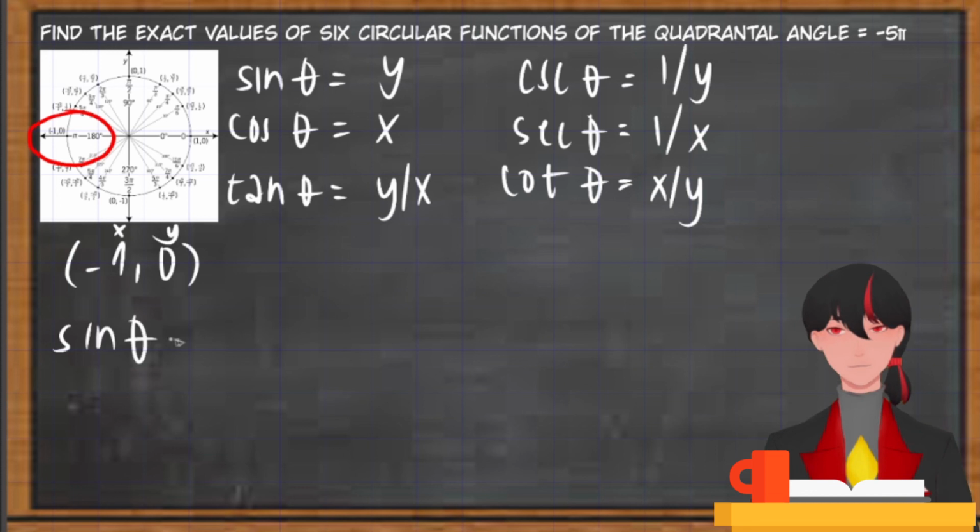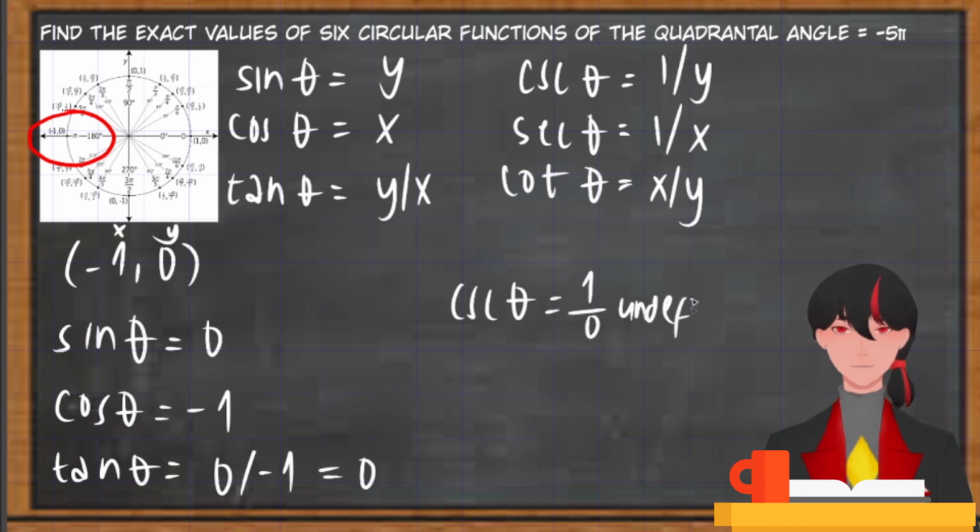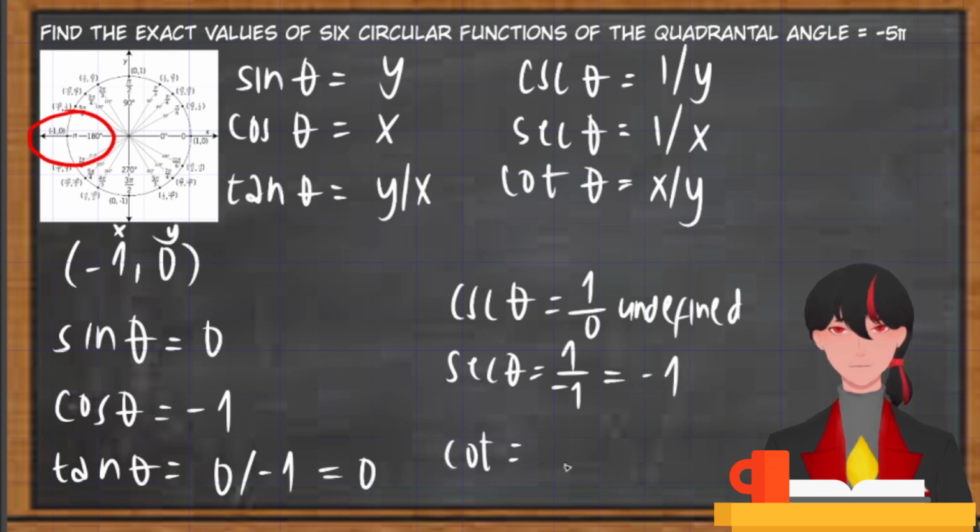So just substitute it into the formulas. So sine theta would be 0, cosine theta would be negative 1, tan theta would be 0 over negative 1, so it just becomes 0. Cosecant theta becomes 1 over 0, so it's undefined. Secant theta would become 1 over x, so 1 over negative 1 would be negative 1. Now cotangent would be x over y, so negative 1 over 0, and we can't divide by 0, so it would become undefined. And that is actually it.